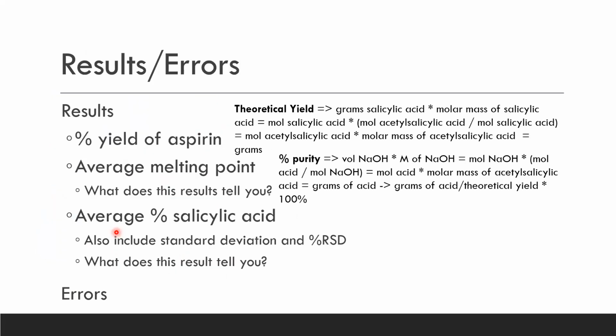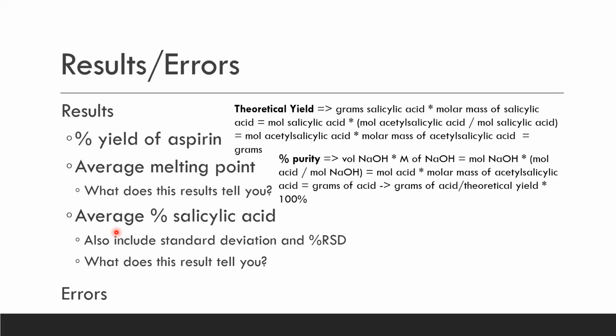All right, now we're at your results, and we're going to talk about your results and errors. This is going to get kind of wordy, so you should pay attention. We're going to talk about the percent yield. Remember that the percent yield is just the actual yield over theoretical yield times 100%. So that's pretty simple.